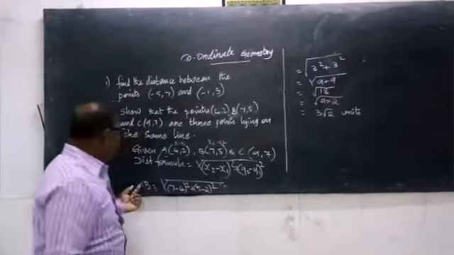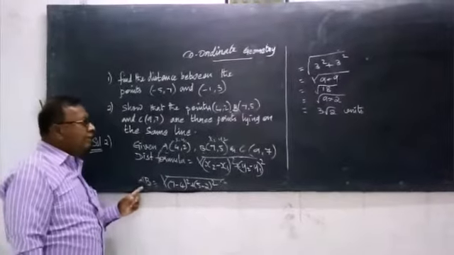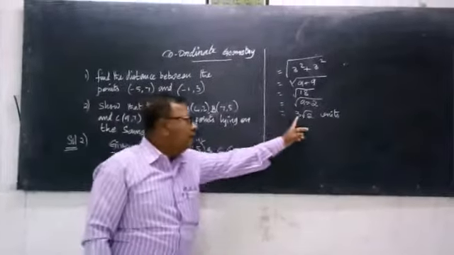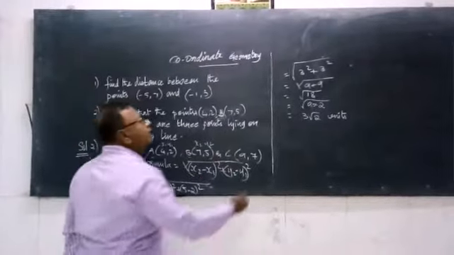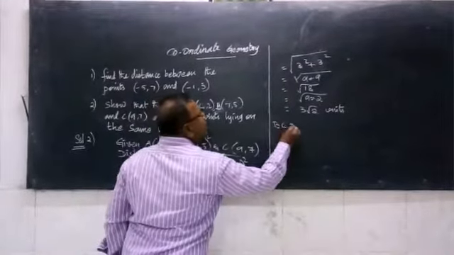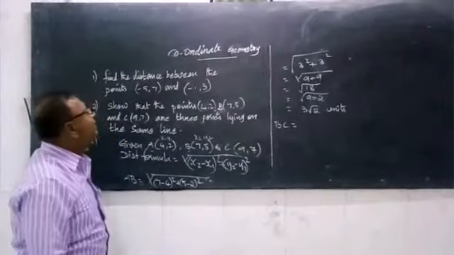What is this one? AB. Distance between the points AB. How much is it? 3 root 2. In a similar way, we shall find the distance between the points B and C.